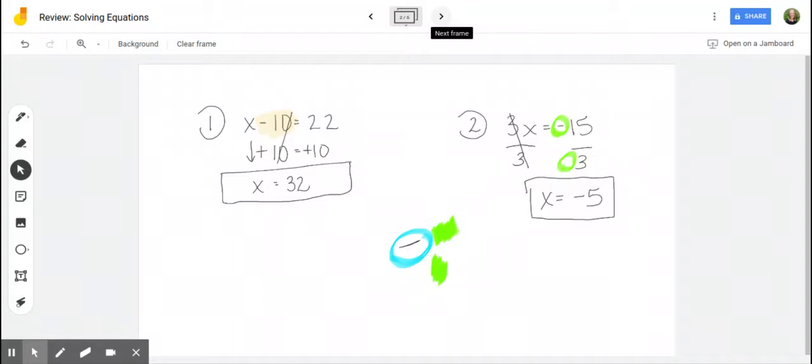So that helps with multiplication and division. It does not help with addition and subtraction. And I'll do that again so you can see.